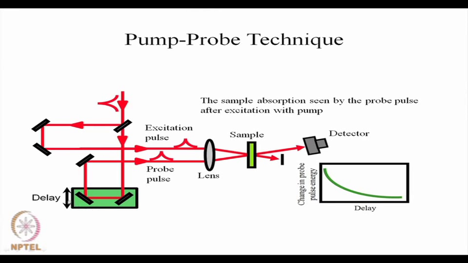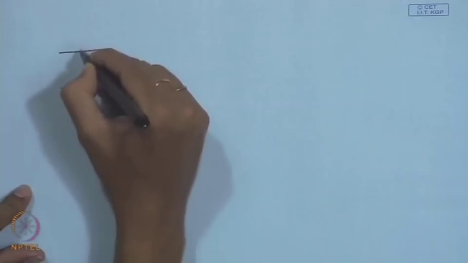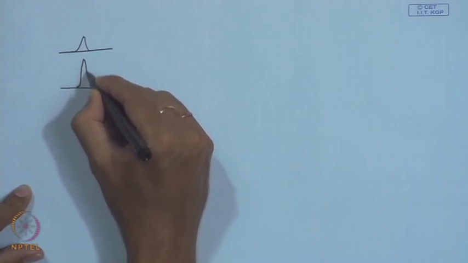Okay, so that is your matching, and then you keep on changing this length by changing the position of this retro-reflector, a pair of reflectors. If you increase the length, then the probe pulse will reach the sample at some later time. So you start your experiment when the pump and probe, the excitation pulse and probe pulse, are exactly matched temporally in time. That is your zero time. So when they are temporally matched, this is your probe pulse, and say this is your pump pulse, they are exactly matched in time.